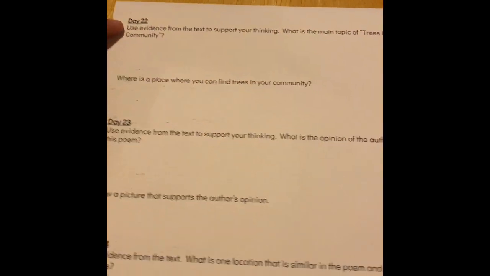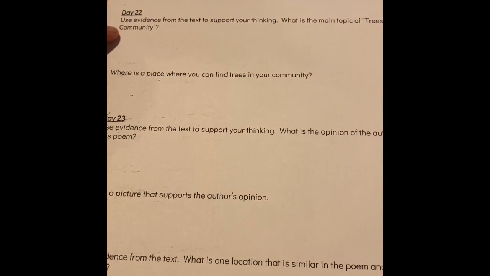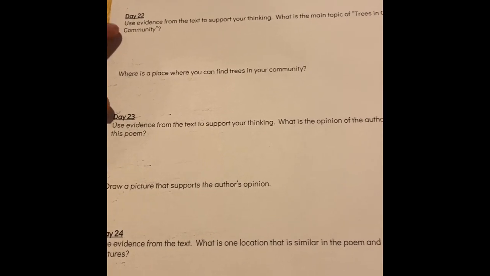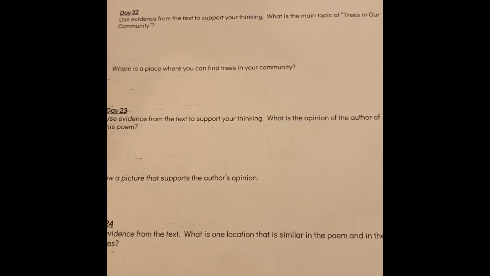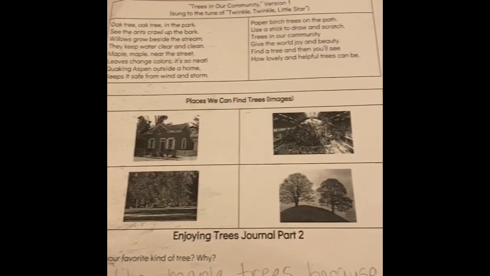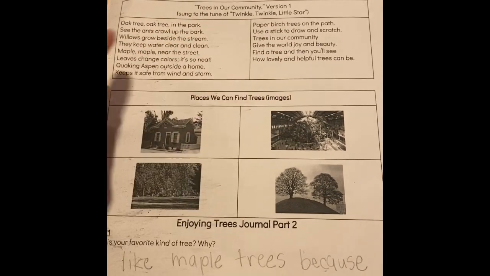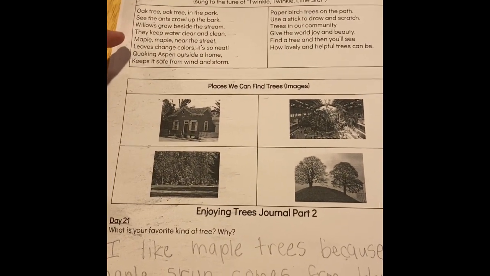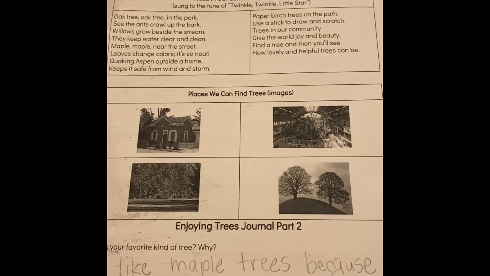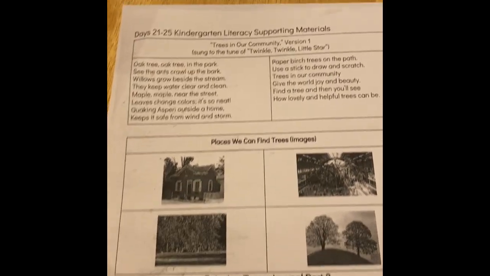Okay, here we go. So now you're going to get the paper that says day 22. And the first question says, use evidence from the text to support your thinking. What is the main topic in Trees in Our Community? So let me get that poem back in front of us so we can take a look at it. We already yesterday discussed how this poem has a lot of different kinds of trees in it, right? Oak tree, weeping willows, maple, quaking aspen, paper birch. But we didn't really talk about what else the poem says.